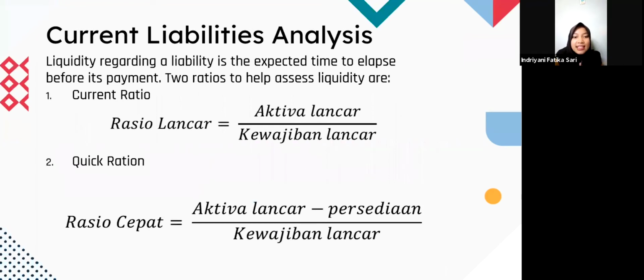Okay, current liabilities analysis. Liquidity regarding a liability is the expected time to elapse before its payment. The measures to help assess liquidity are, first, the current ratio. The current ratio is current assets divided by current liabilities. So, the equation of the current ratio is current assets divided by current liabilities.